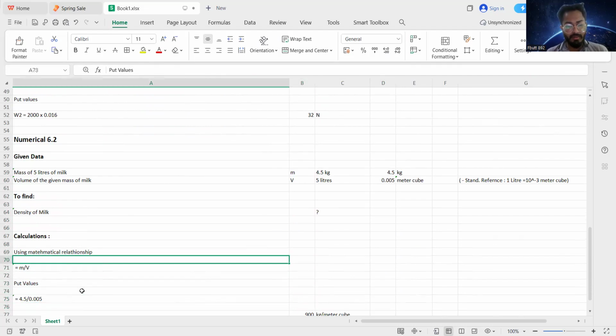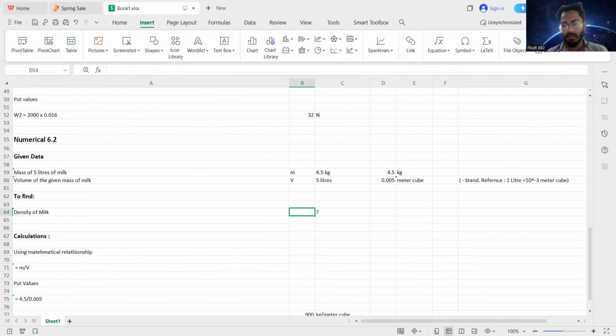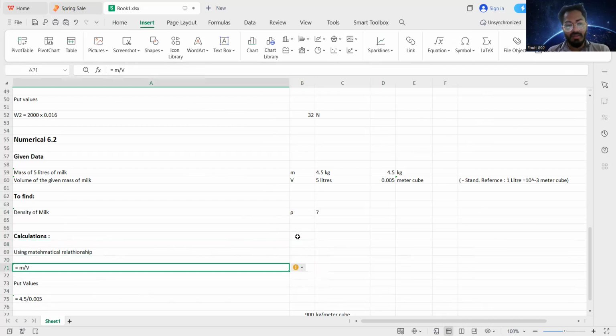I didn't write the symbol, so wait a minute. I have to insert the symbol of density. The symbol of density is rho. That is the 17th letter, the 17th alphabet of the Greek language. That is rho, not capital P. Okay. So using the mathematical relationship, density is equal to mass per unit volume.